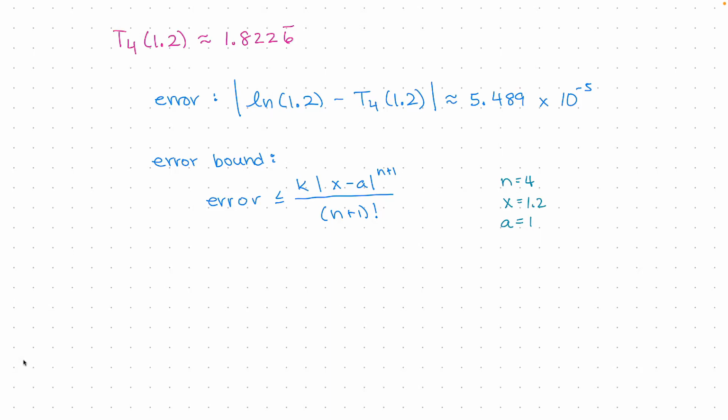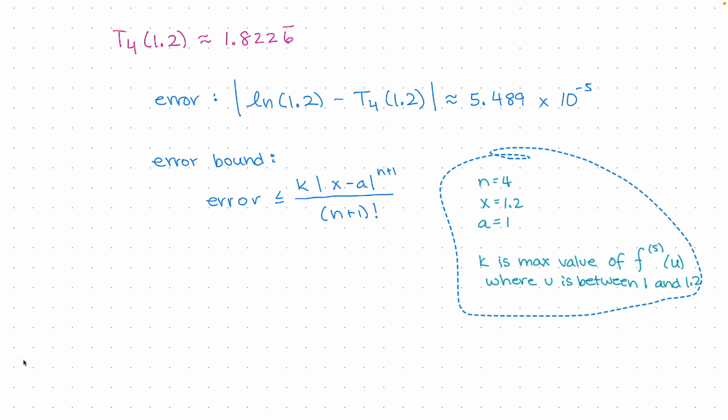So now it's just up to this k. What the heck is the k value? And remember, k is the max value of, and I'm just going to take the wording from above, the max value of the fifth derivative of u, where, remember it says up above, u is between x and a, in this case where u is between 1 and 1.2.